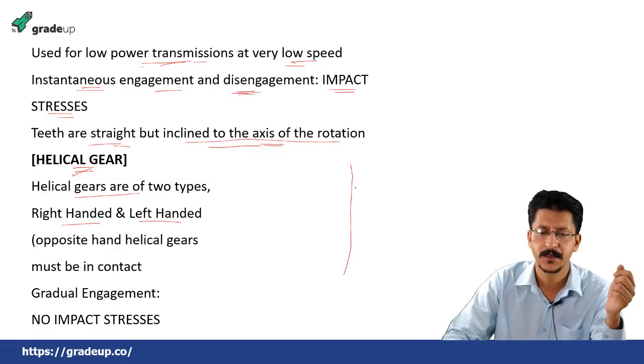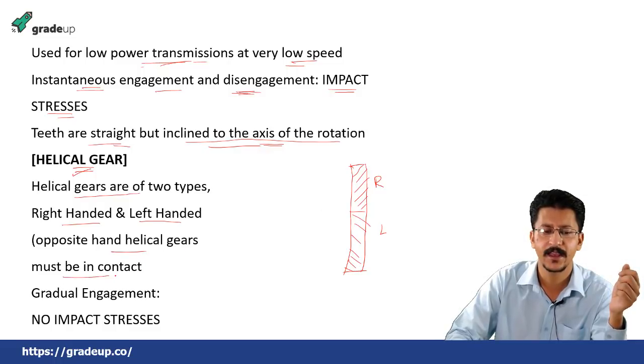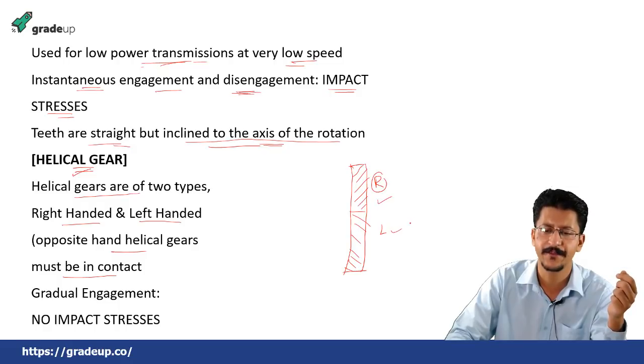See how it is. If this is the kind of two gears, if one is like this, then the other is like this. These are two kinds of opposite-handed helical gears. This is right-handed, this is left-handed. And opposite-handed helical gears must be in contact. This is the rule. You cannot have the engagement between a right-handed and a right-handed helical gear. Not possible. Similar goes for the left-handed and left-handed. No. You must have opposite-handed helical gears in contact for the motion to be transmitted. Right and left like this.